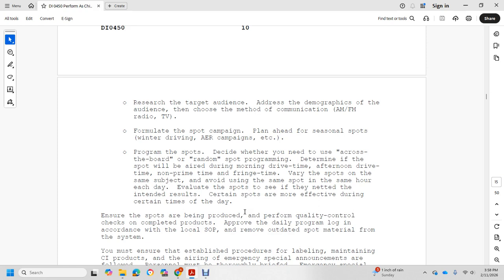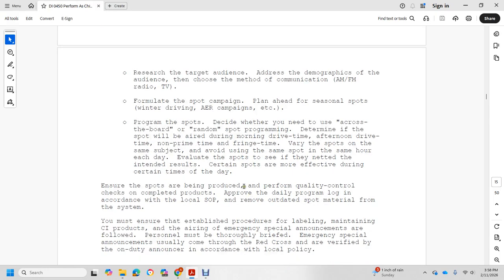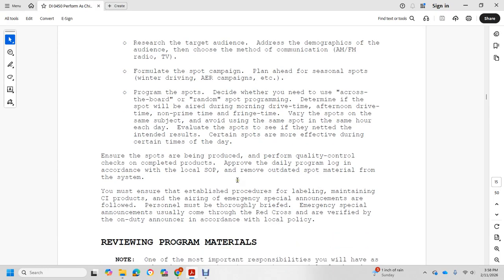Evaluate spots to see the result of the intent, as certain spots are more effective during certain times of the day. Ensure spots are being introduced to perform quality control checks, with completed products approved for the daily program. Log in accordance with the local standard operating procedure. Remove outdated spot material from the system. You must ensure that established procedures for labeling and maintaining command information products, and for emergency special announcements, are followed.